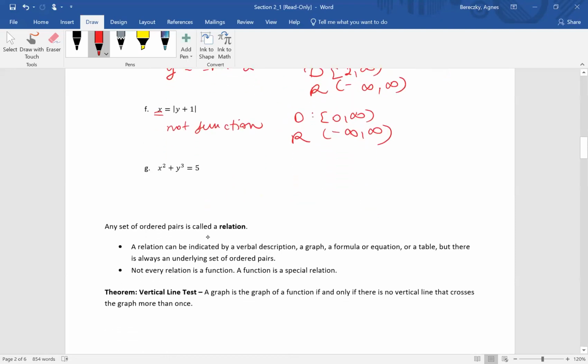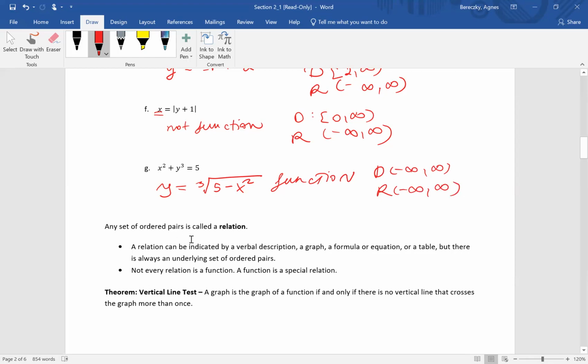The last example, if I would like to express y in terms of x, making some algebraic rearrangement, y would equal the cube root of 5 minus x squared. Every single input will only have one output, so this is a function relation where the domain is from negative infinity to positive infinity, and the range is also from negative infinity to positive infinity.